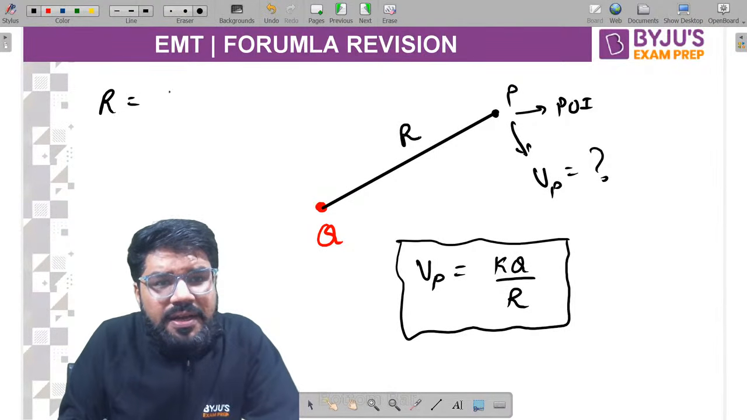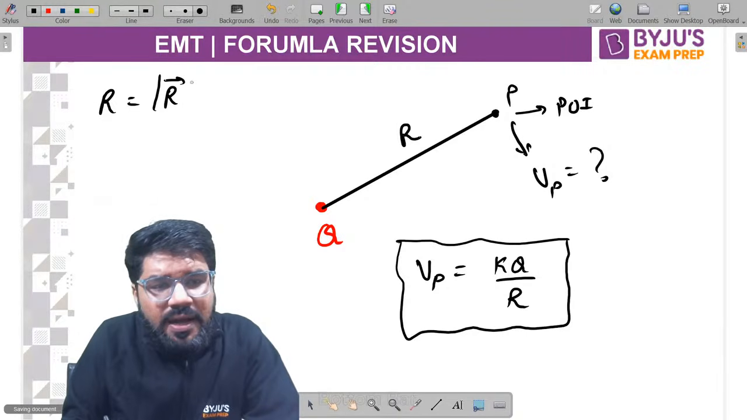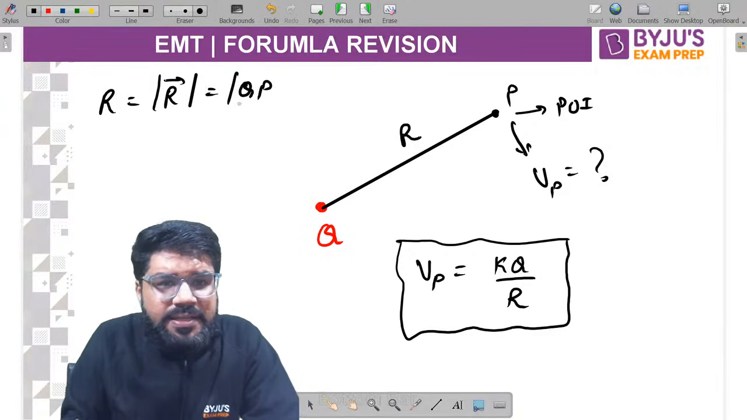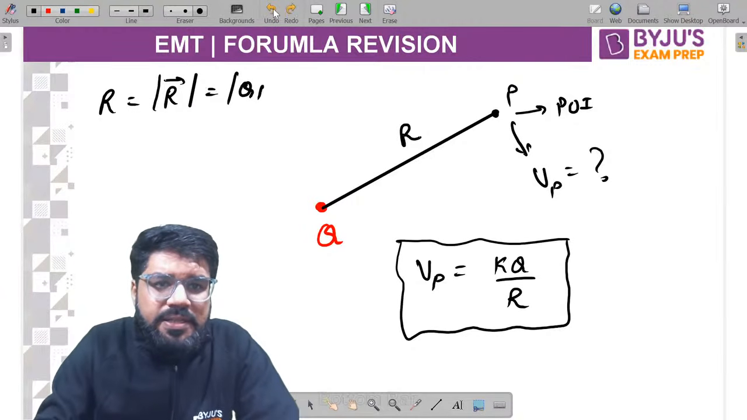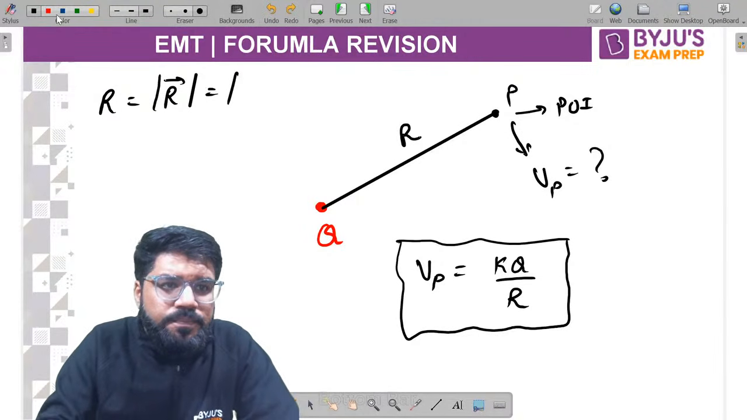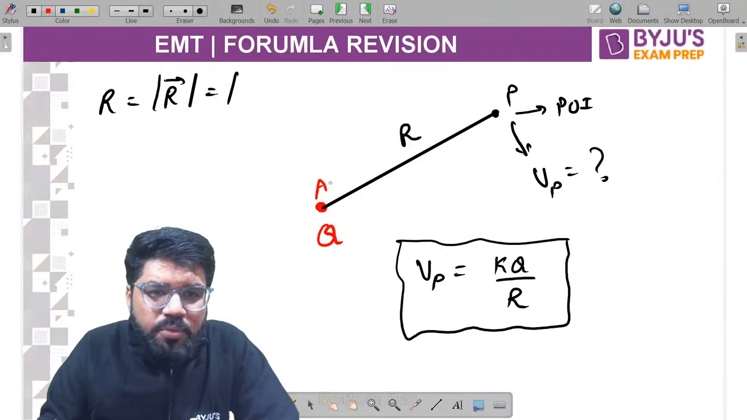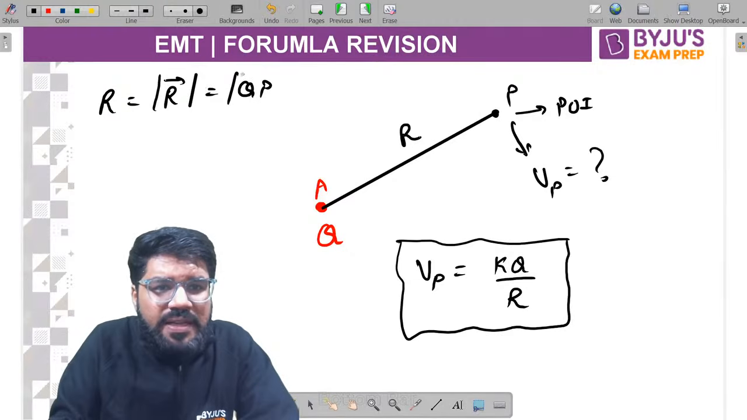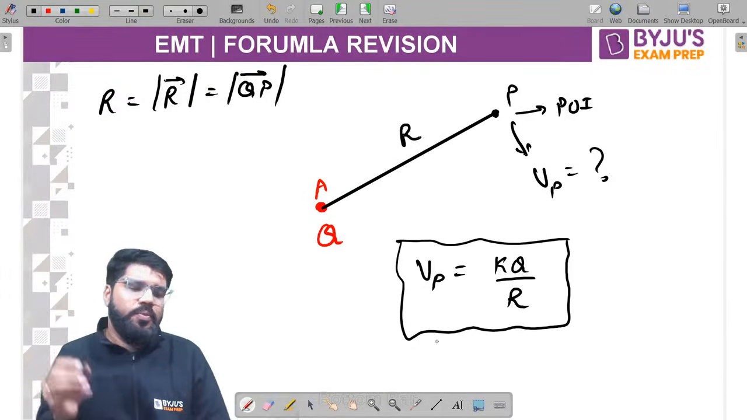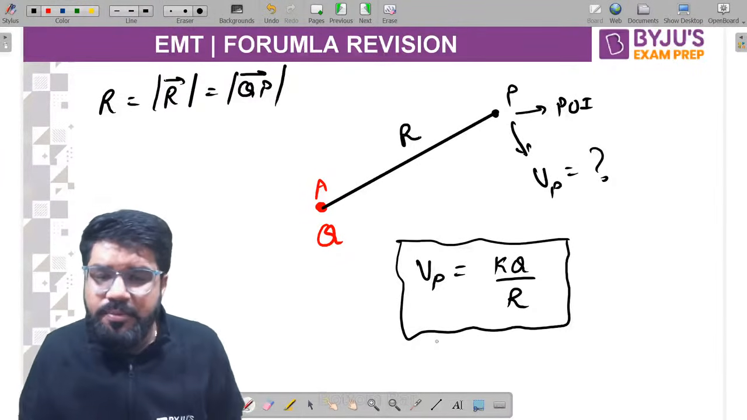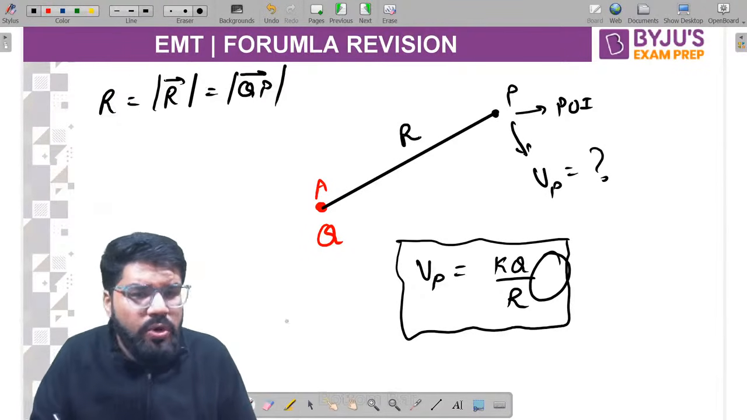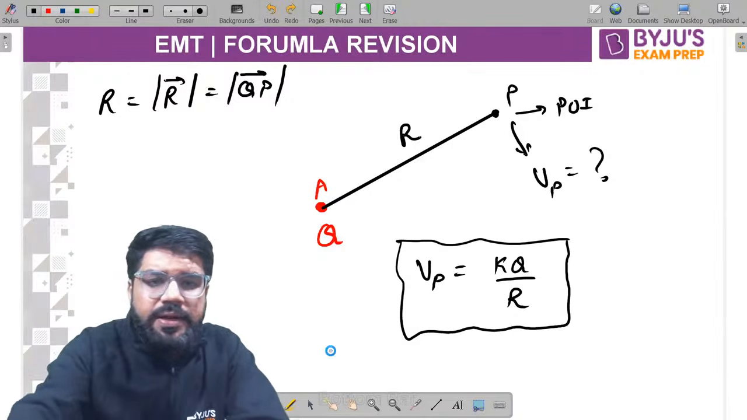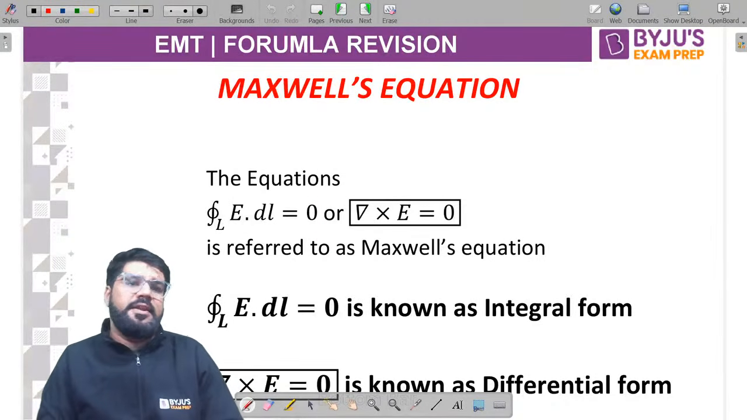What is R? It is the magnitude of the vector R, that means it is the distance. Let me say that this point charge is available at some point A. So the length of the vector QP you can easily calculate using the distance formula. Here you only need the distance. You don't need any unit vectors or any vector, because potential is a scalar quantity.